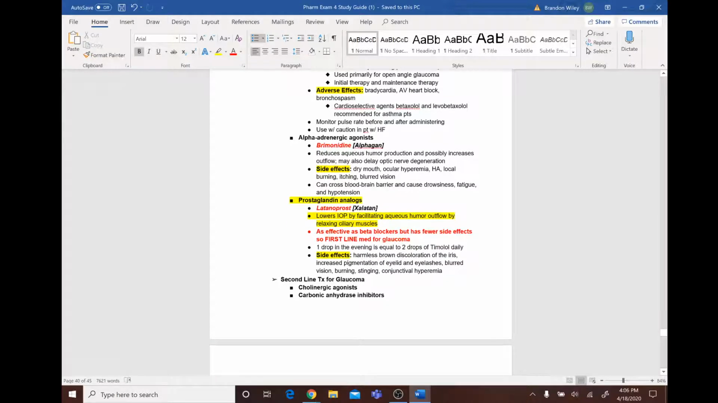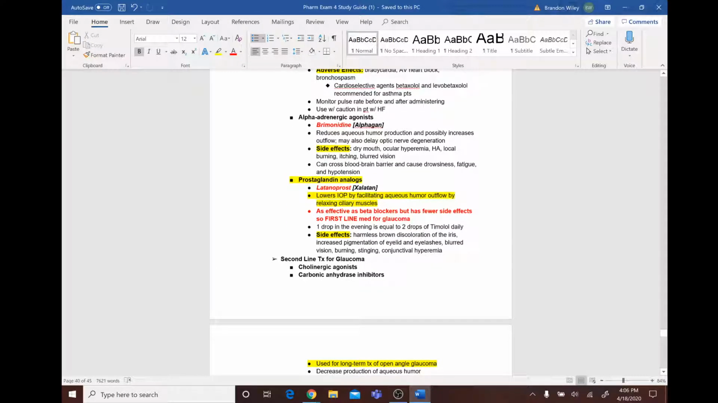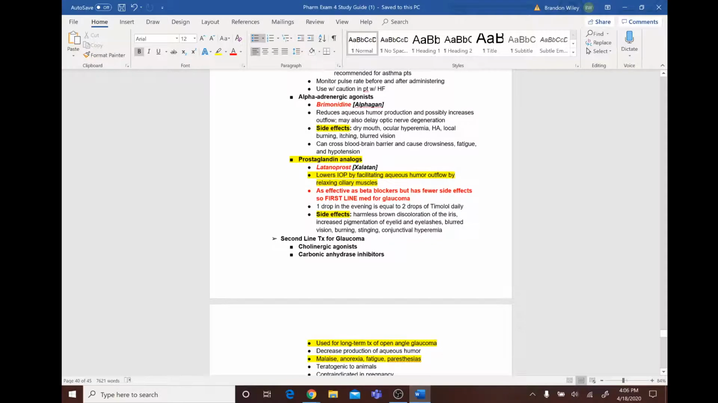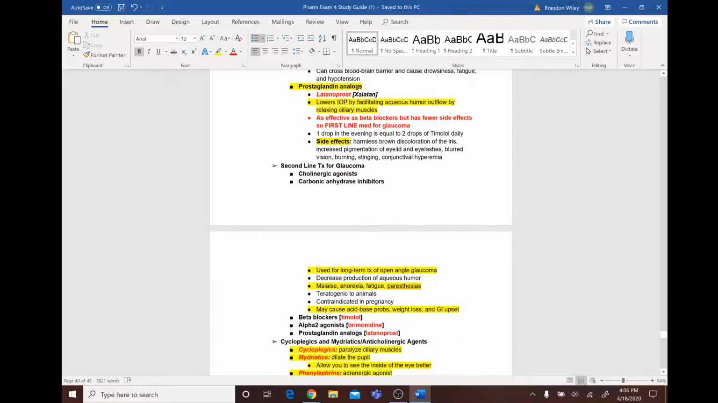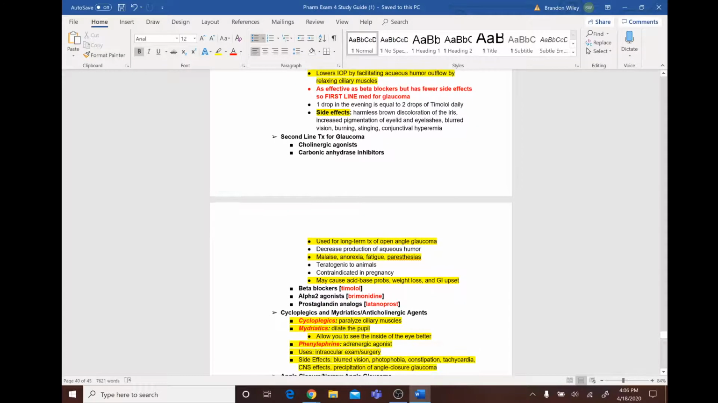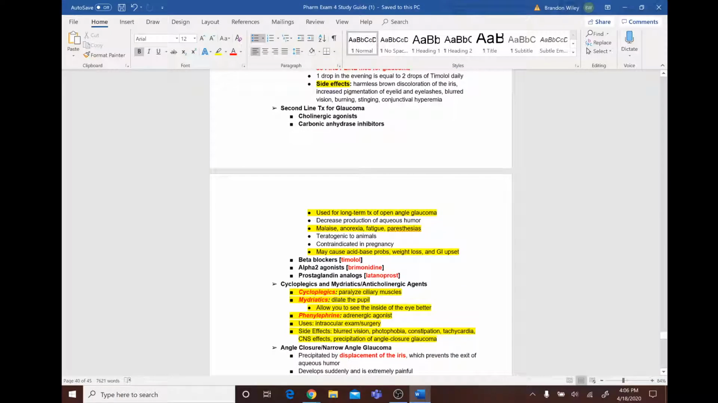What's the mechanism of action of latanoprost? Lowers IOP by facilitating aqueous humor outflow by relaxing ciliary muscles. What is the drug class of latanoprost? Prostaglandin analog. Side effects of latanoprost: harmless brown discoloration of the iris, increases pigmentation of eyelids and eyelashes, blurred vision, burning, stinging, conjunctival hyperemia.